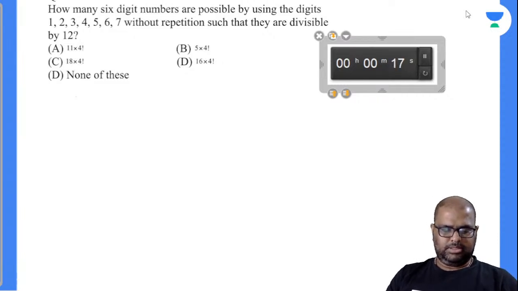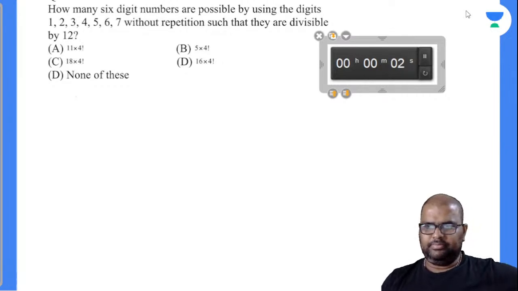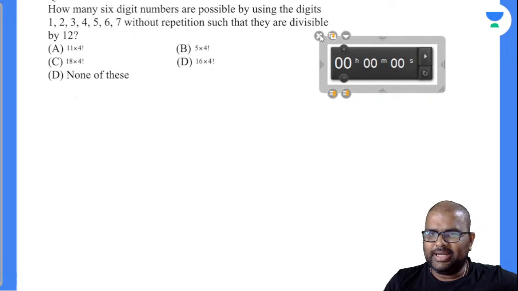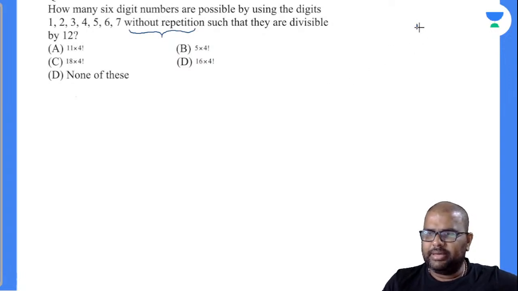Any answers for this? It's B. No, it's not B. Yeah. And a short answer. Let's check it, right? How many 6-digit numbers are possible by using the digits 1, 2, 3, 4, 5, 6, 7 without repetition such that they are divisible by 12? First of all, if a number has to be divisible by 12, it has to be divisible by 3 and by 4, both together.